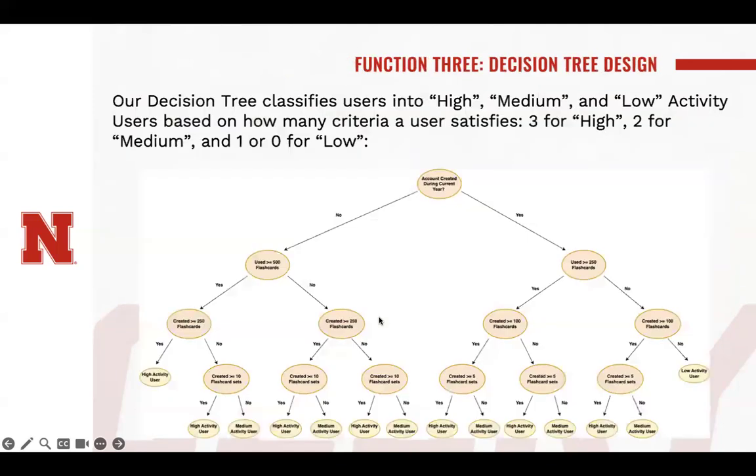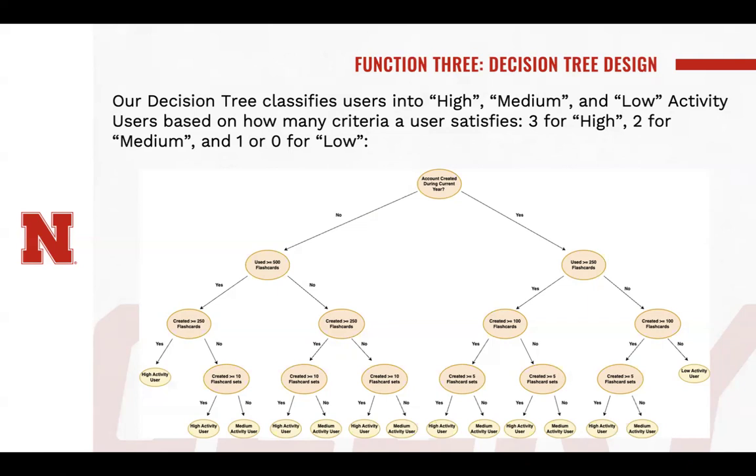This transitions into our third function, where we wanted to use this aggregate data to classify the users into high, medium, and low activity. This is based off of 4 criteria, one for each layer in the decision tree. The topmost layer is when the account was created, meaning how long the user has existed in the system. The second layer is how many cards the user has used. The third layer is how many cards a user has created. And finally, how many decks a user has created.